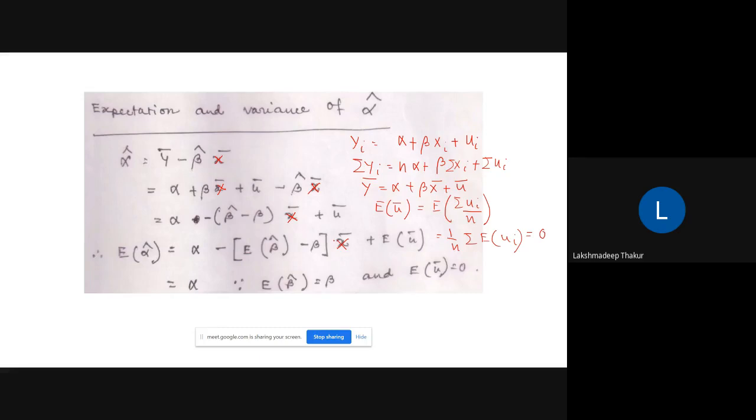See, many times in all these contexts we find that students are not understanding how the expectation of u bar is equal to 0. So it's better to practice all these things and put the matter like this. Okay, ma'am.